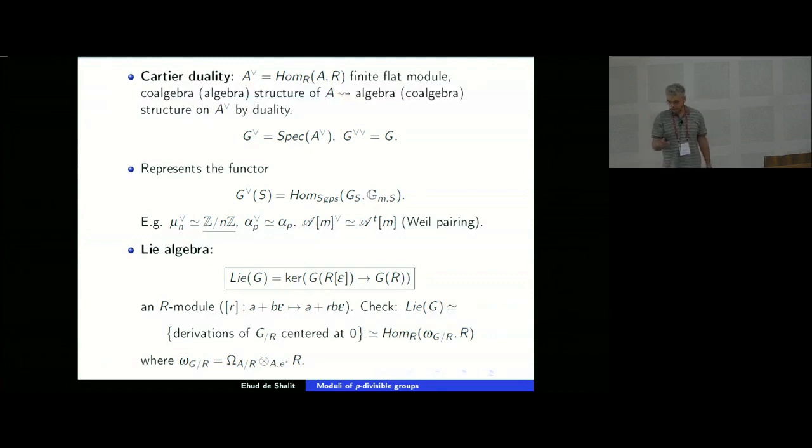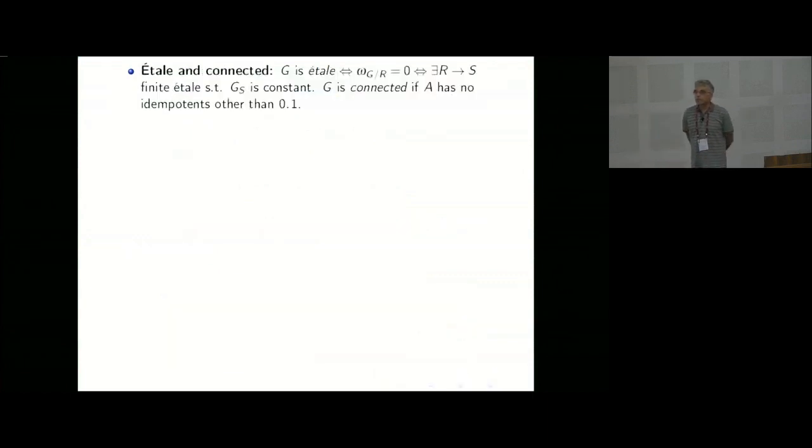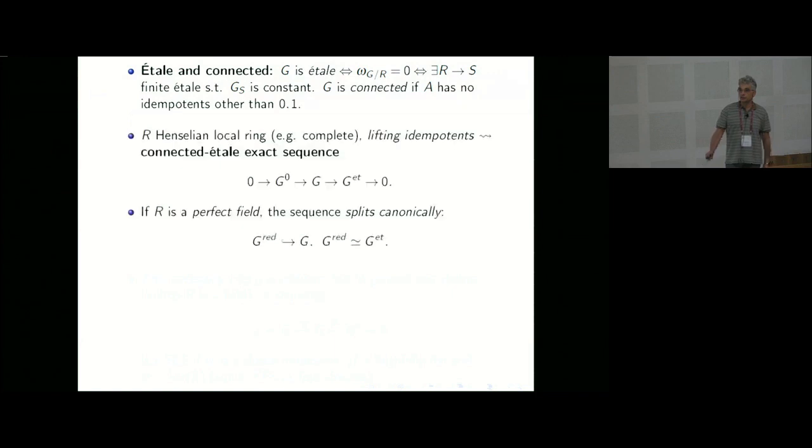So this is the Lie algebra. Then we have the important notions of étale and connected group schemes. G is étale if the cotangent space at the origin is 0. This is equivalent to saying that after a finite étale base change, it becomes constant. And it's connected if, as a scheme, A has no idempotents other than 0 and 1.